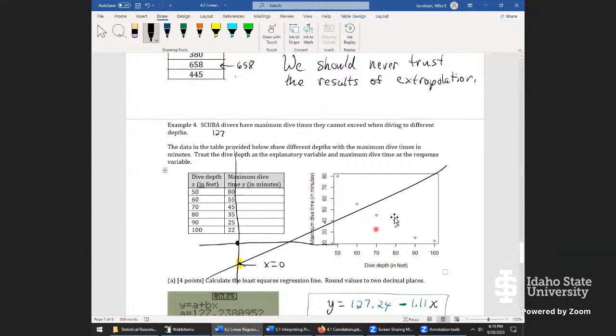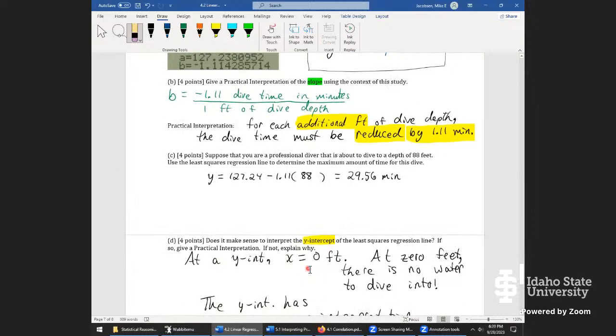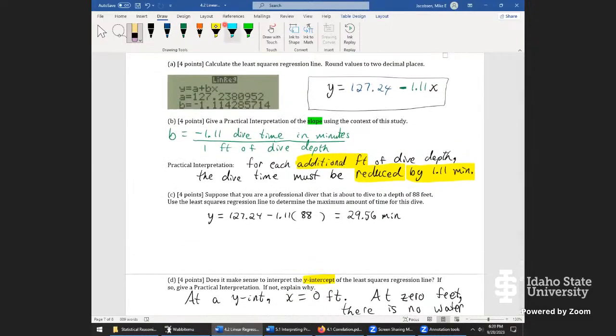You mean like on this graph, it'd be somewhere above or below? Or do you mean the actual number, like 127? Well, the number 127 wouldn't be a guess on these ones, because if you plug in x equals 0, your 0 would go right here. That would mean the negative 1.11 times 0, and you get 127.24 in minutes. Does that make sense with those questions there?